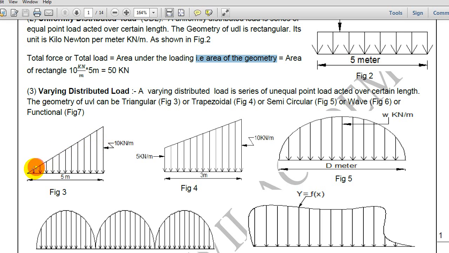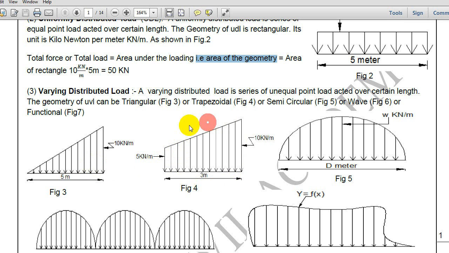Again the fundamental will be the same, that the total load acting will be 10 into 5 into half, because the area of the triangle is half base into height. So the total load acting will be half into 10 into 5, and it will act at the center of gravity, which is L by 3 distance from the height. So it will be at 5 by 3.